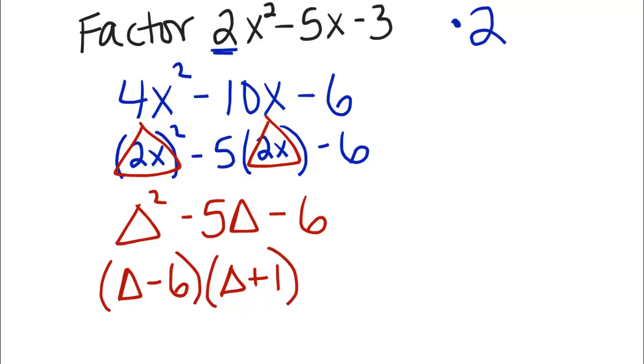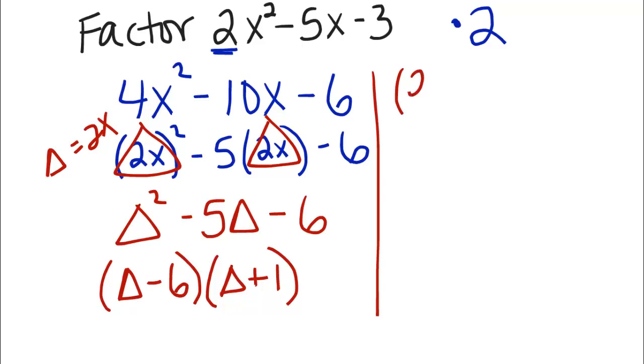Let's see. The next one we want to do is replace out the triangle. I'm just going to move my work onto the other side so we can see what we did. So remember, triangle in this case was equal to 2x. That's what we replaced. We replaced the 2x with that weird triangle symbol. So we really now have 2x minus 6 times 2x plus 1. But we're not done, because if you multiply that out, you're going to get 4x squared minus 10x minus 6.